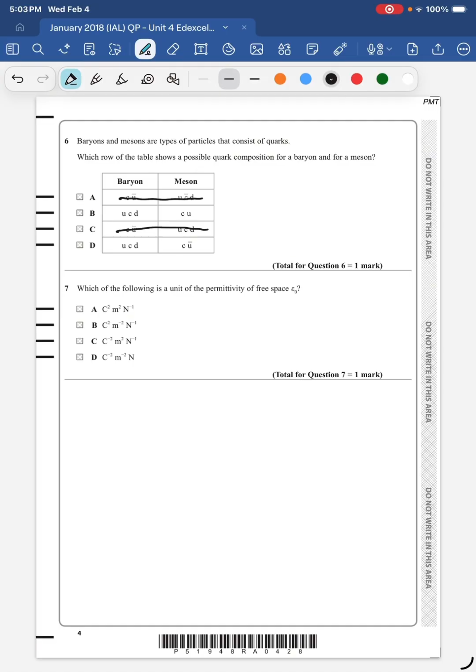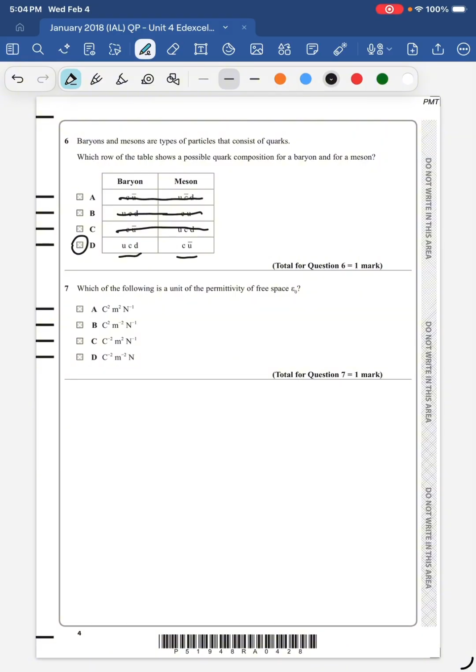And then we can also cross out option B, and the reason is that the meson needs to have an antiquark. Okay, so the only option that makes sense here is D. Because a baryon has to have 3 quarks or 3 antiquarks, and a meson has to have 1 quark and 1 antiquark. All right.